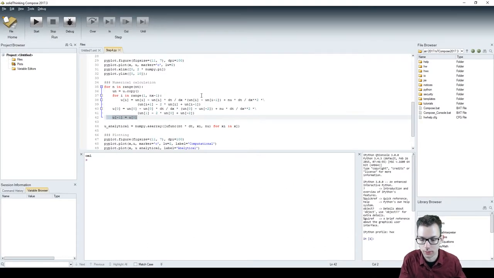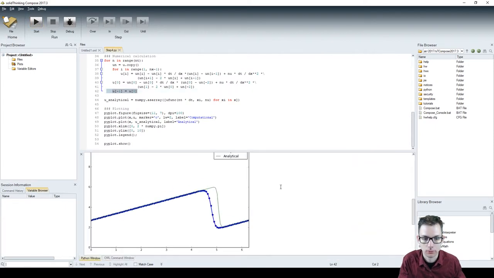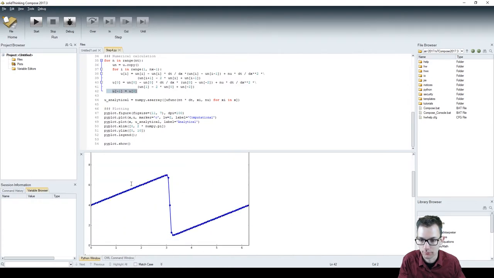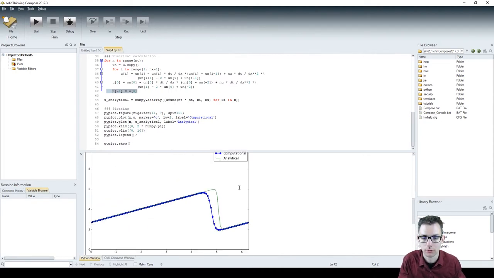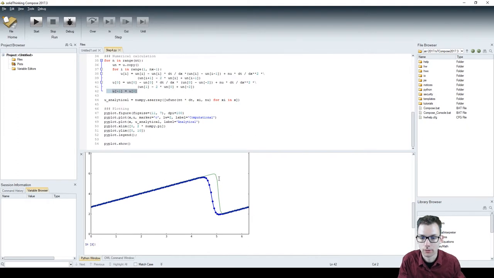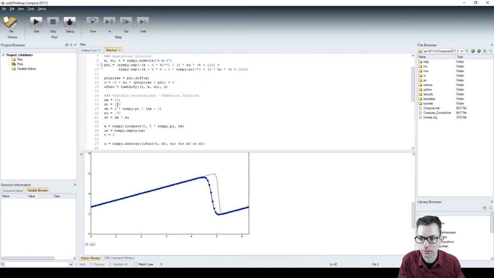So I already showed you a bit of how it looks like, but let's just run it for a second. And here's a Python console. All right, so we have your analytical function, and here's your plotting with the analytical function and the computational points compared to each other. So I suggest that you play a little bit around with it.